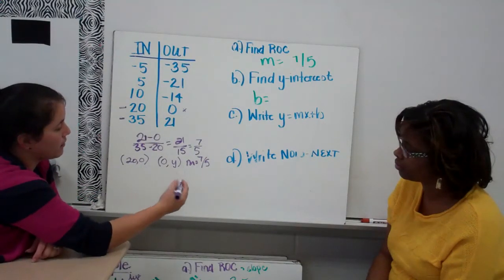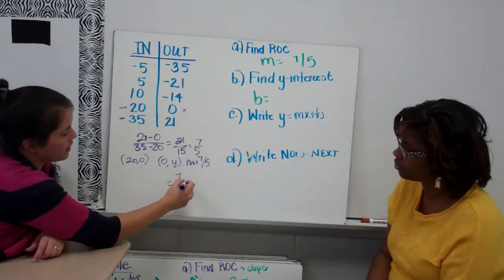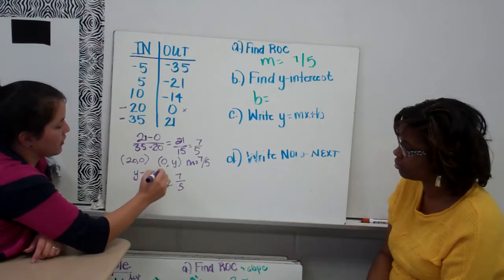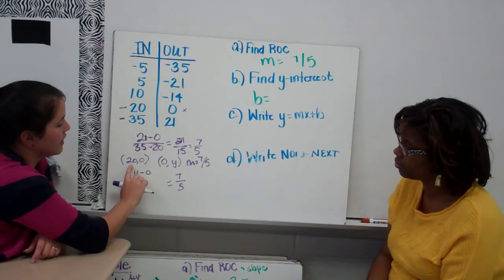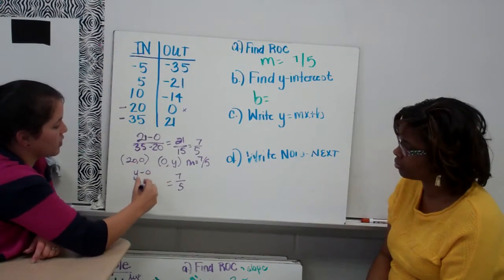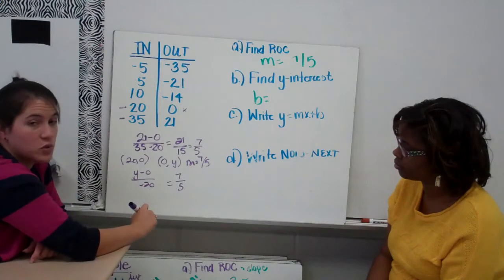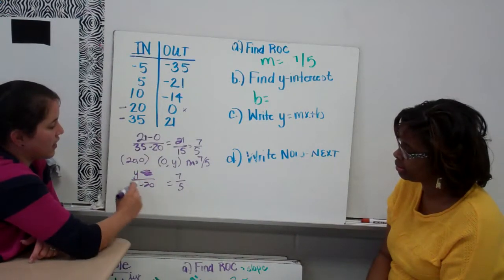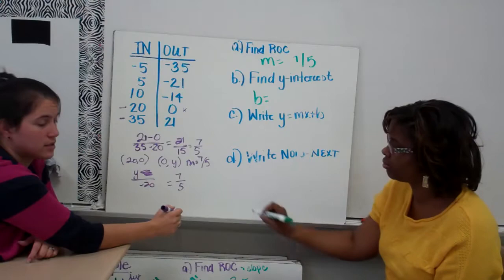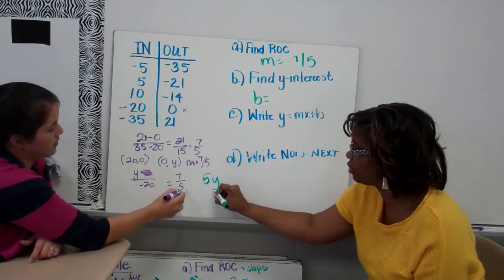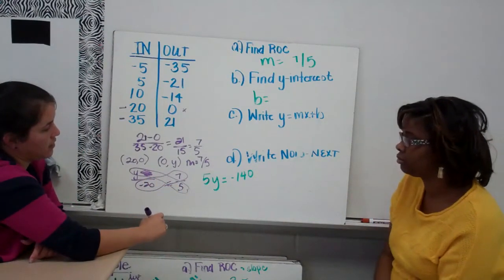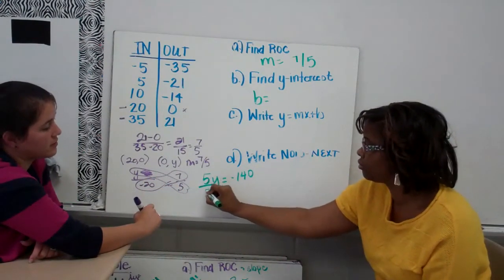So we're going to set up the equation. We know it's going to equal 7/5. So y minus y is y minus 0, over x minus x, 0 minus 20, which is going to be negative 20. We don't really need this y minus 0, so I can do away with that. And we have to use the cross product. So you end up with 5y equals negative 140. Solve that for y, divide both sides by 5.